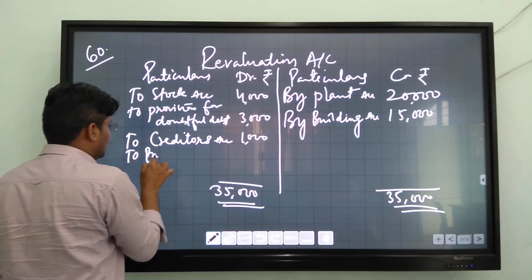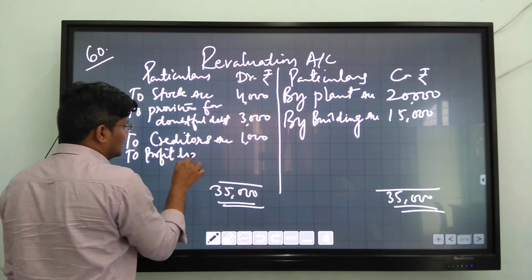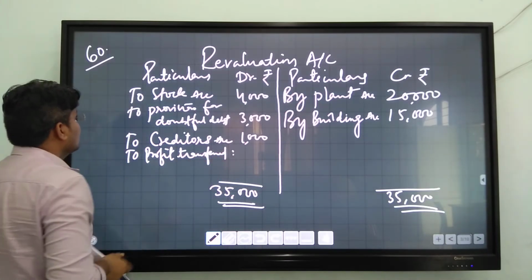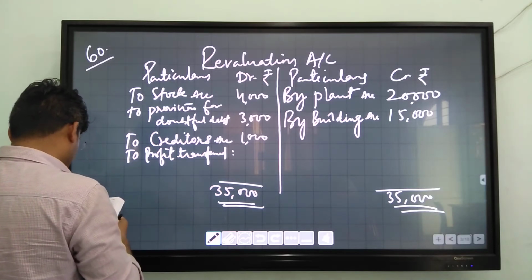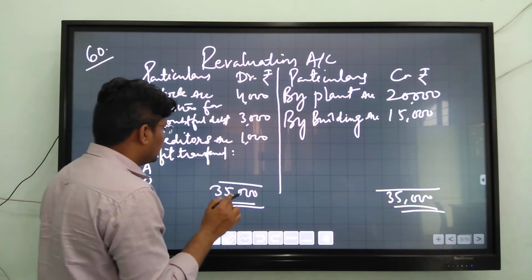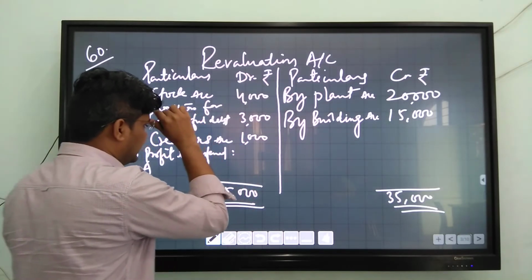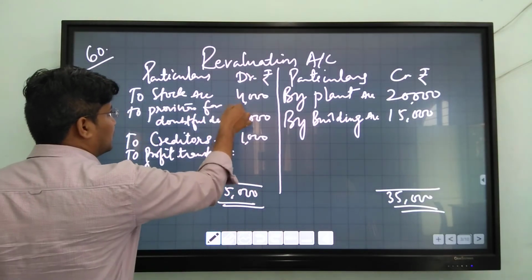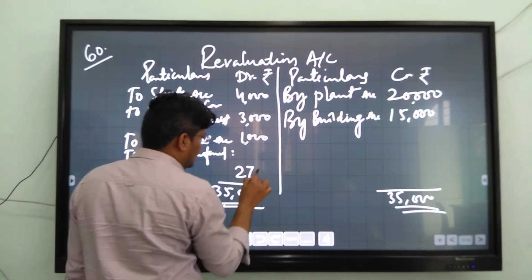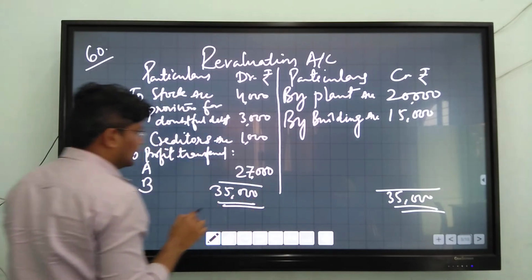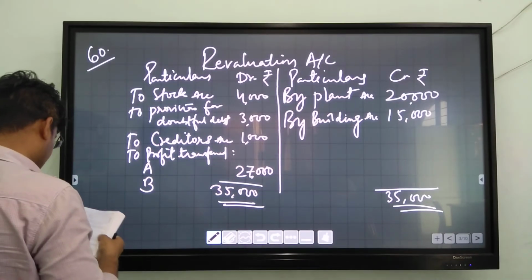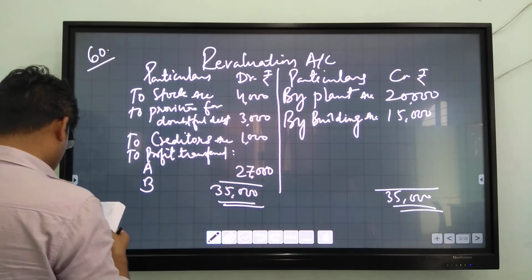And you write to profit transfer to capital account A and B. You have to deduct all the items, all the figures from 35,000, that is 4, 3, 7 and 8. 35 minus 8, you will get 27,000 profit. This amount is divided among the partners in the agreed ratio. The ratio is given 2:1.